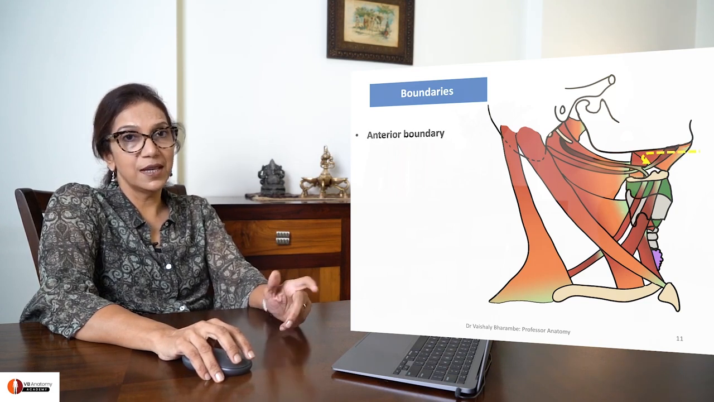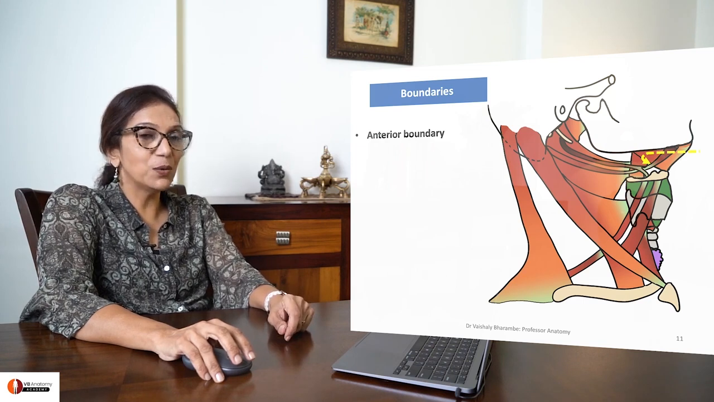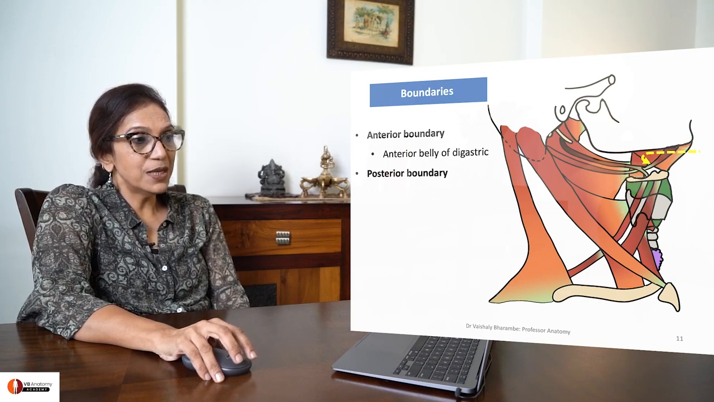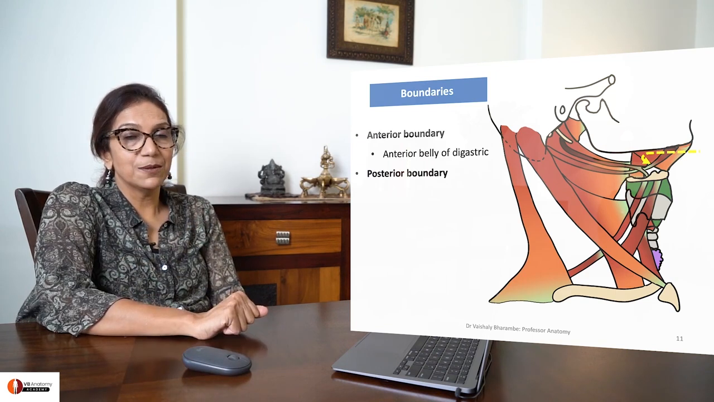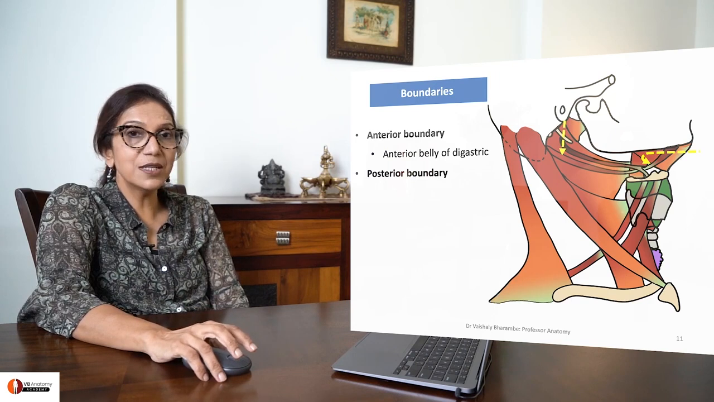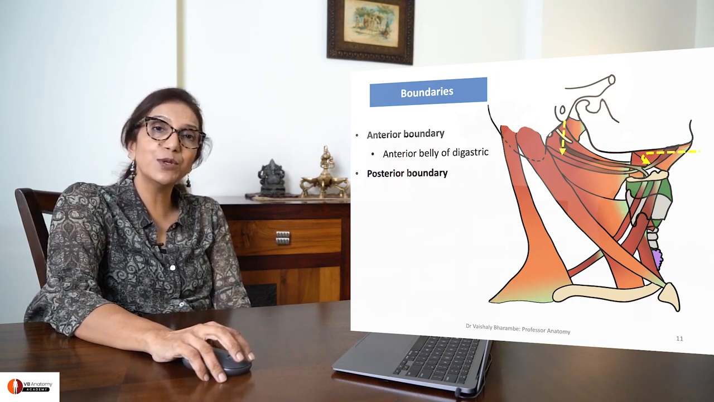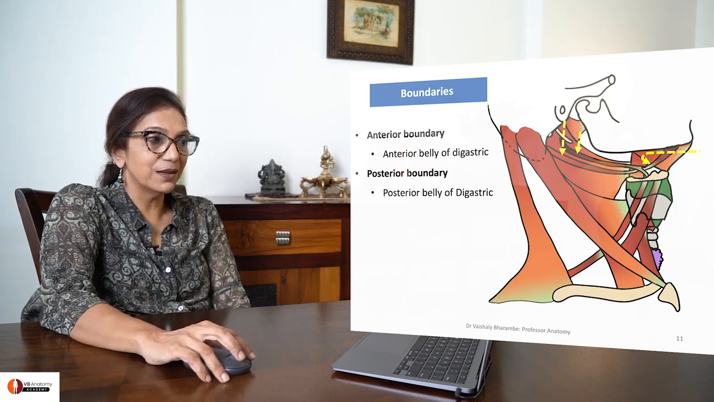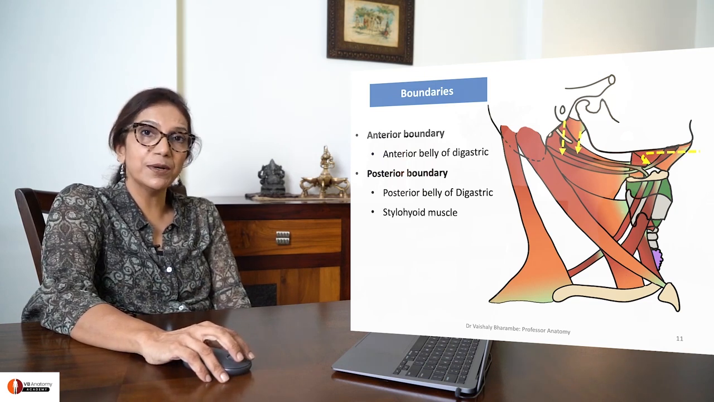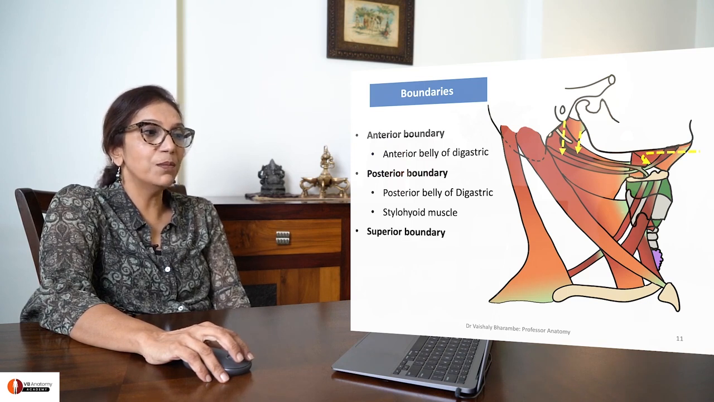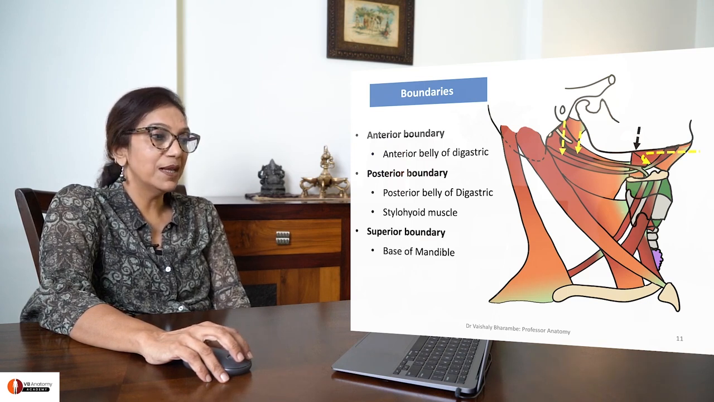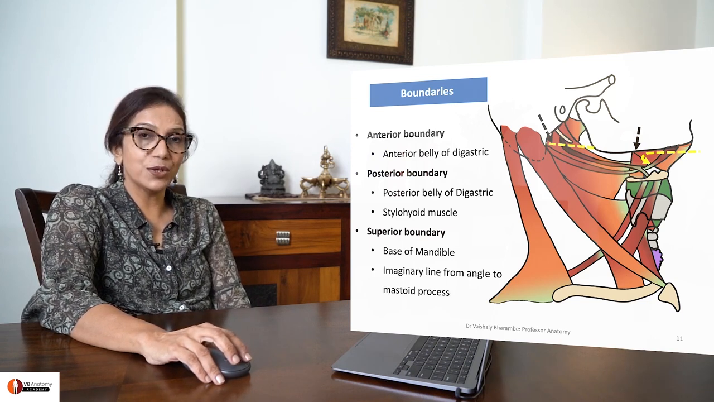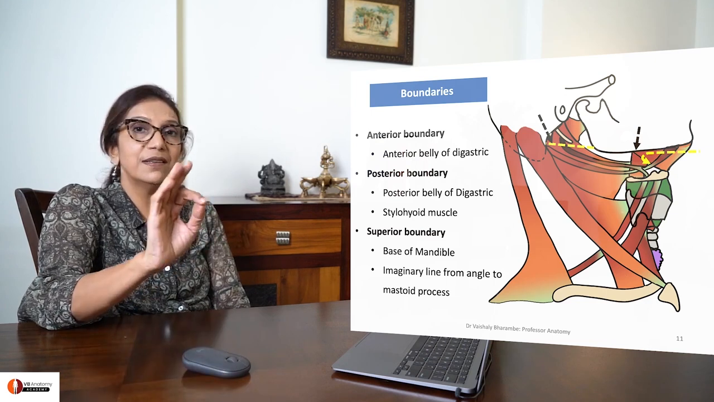Anterior boundary. Yes, tell me. Yes, anterior boundary formed by anterior belly of digastric. Posterior boundary formed by two muscles. Posterior belly of digastric, yes. And who is the best friend of posterior belly of digastric? Stylohyoid. So both of them together form the posterior boundary. And superior boundary is formed by the base of mandible and an imaginary line going from base of mandible to the mastoid process. Have you got it? So these are the three boundaries.